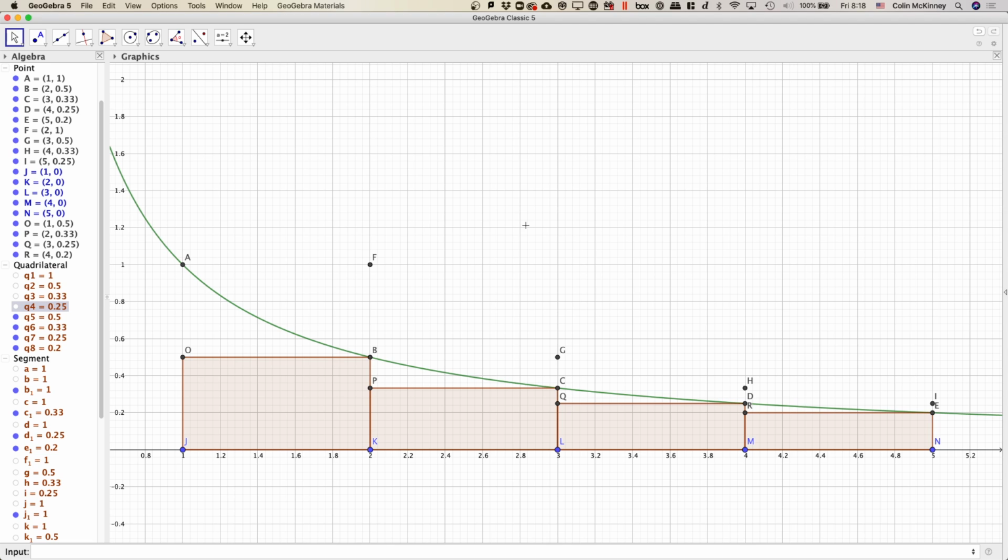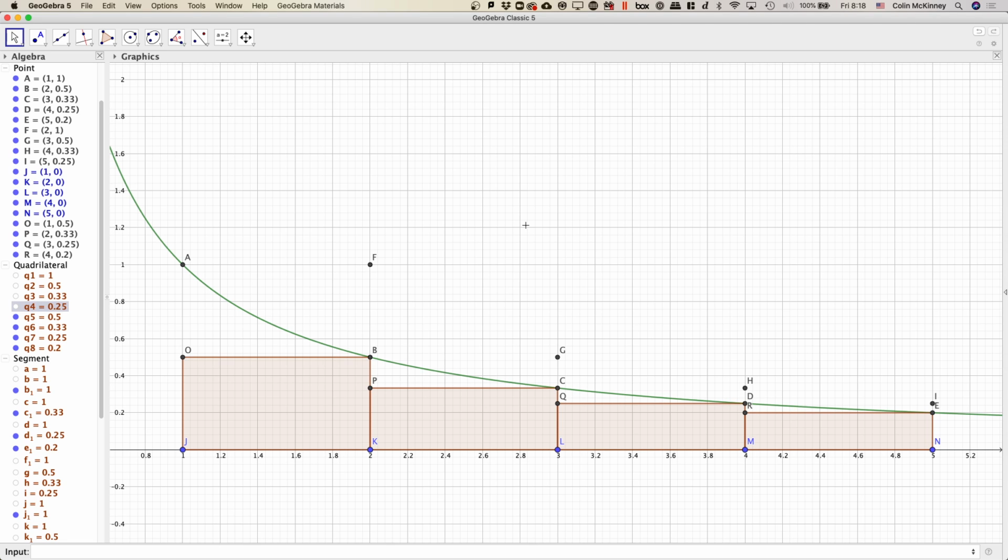Underestimate, overestimate. How could we have made our approximations more accurate? Smaller rectangles, which means more of them, right? So if you have more rectangles, then the width of each one has to be a little smaller. There's sort of a give and take relationship there.